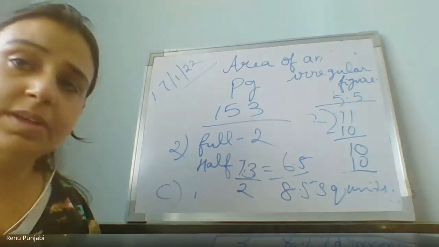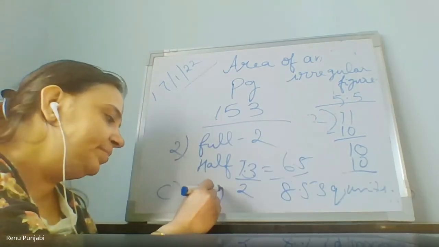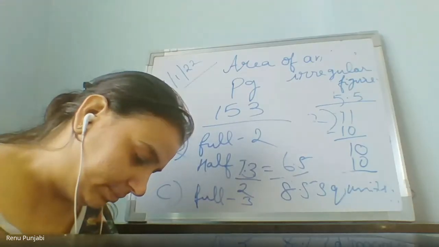So, ma'am, now we find D1. C1, B1 is done. C1, I have sent the answer, 8.5 square units. How many full? C1 full is 3. And half are 11. Half of 12 square centimeters.